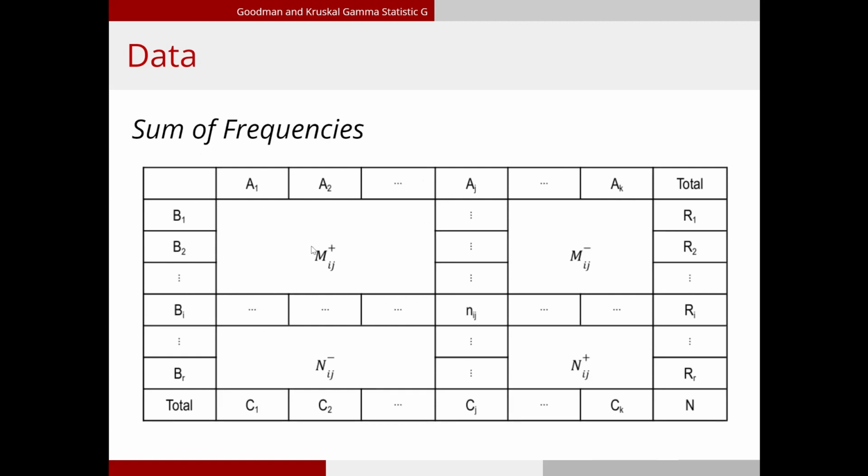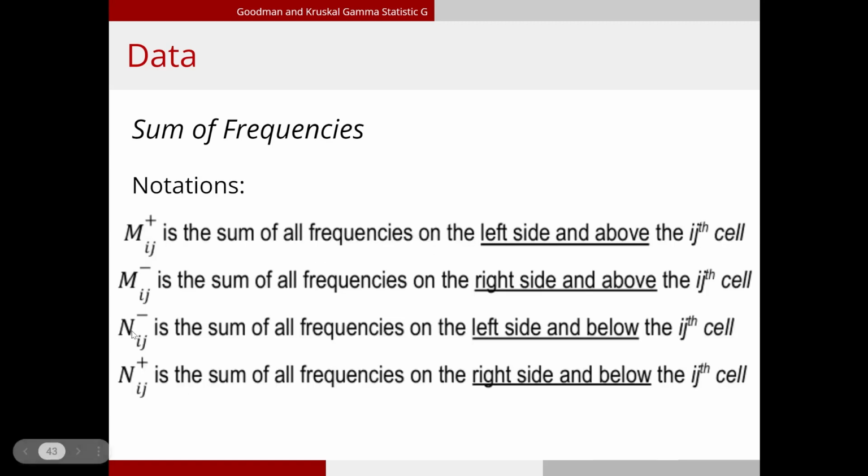Now we will first introduce the following sums of frequencies needed to compute for the gamma statistic. So sa table na ito, we will refer to the n sub ij cell frequency, yung nasa gitna, yung n sub ij. So n minus ij is the sum of all frequencies on the left side and below the n sub ij itself. And n plus ij is the sum of all frequencies on the right side below the n sub ij itself. So for the gamma statistic, itong dalawang frequencies muna ang kailangan natin, and we will discuss m plus ij and m minus ij sa susunod na measure of association to be introduced.